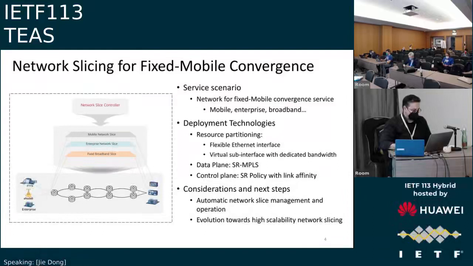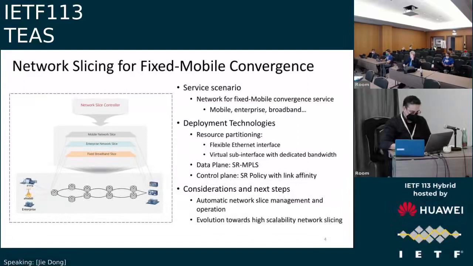This is another use case of network slicing, for the fixed mobile convergence network. Basically, this operator is using network slicing to provide separation and resource isolation between the mobile service, enterprise private line service, and the broadband internet service in the same network. In this case, they're using SR-MPLS as the data plane mechanism, and the resource partitioning is based on flexible Ethernet and virtual sub-interfaces with dedicated bandwidth. For the control plane, it also uses SR policy with link affinity as a constraint.